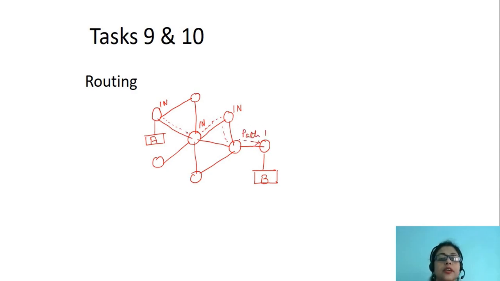It can also take a different route, like it comes from this node to this node, then from this node to this node. Via this it can reach. So this is path number 2. So this is known as routing. The proper path should be mentioned in the routing table so that it is easy for the delivery of data from the source station to the destination station.